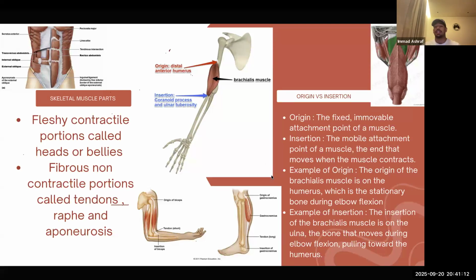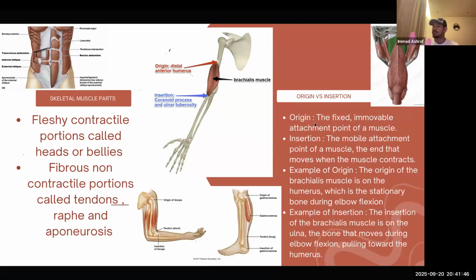So origin versus insertion. This is something that confuses a lot of people, which is why I want to make sure that you guys understand it. The origin is the fixed, immovable attachment point. A skeletal muscle usually moves across a joint, so when the muscle contracts, it can move the joint. For example, the origin is the fixed and immovable attachment point of a muscle.